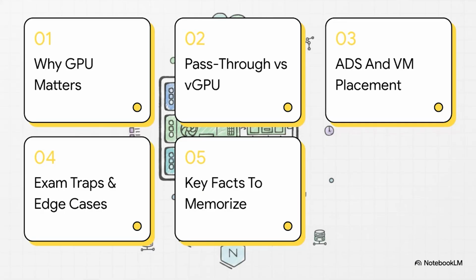Here's our roadmap for today. We're covering 1. Why GPU matters. 2. Pass-through versus vGPU. 3. ADS and VM placement. 4. The exam traps and edge cases. And 5. The key facts you absolutely must memorize.